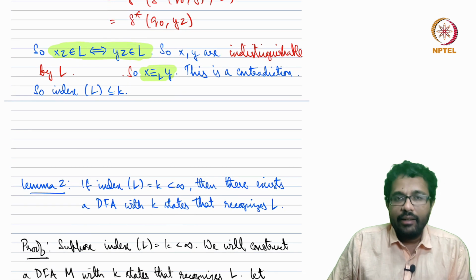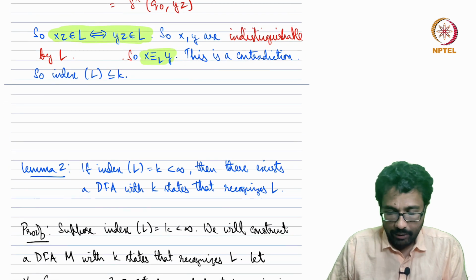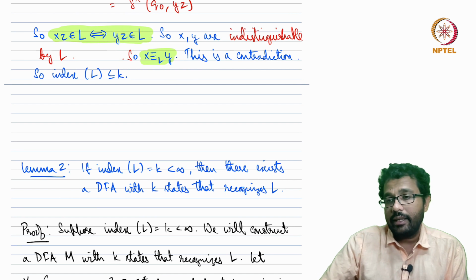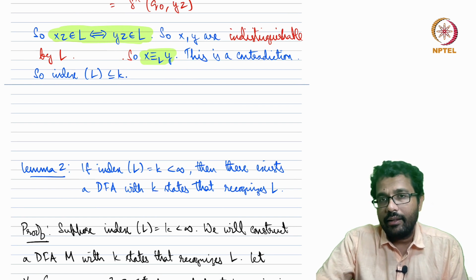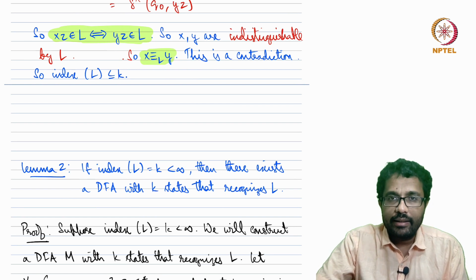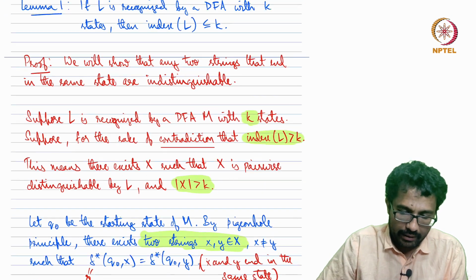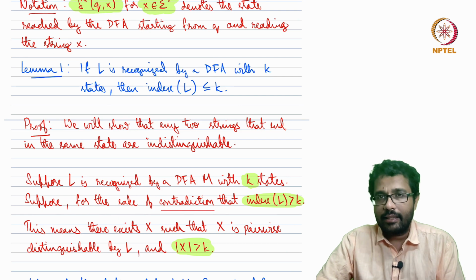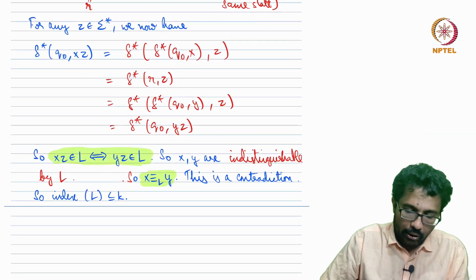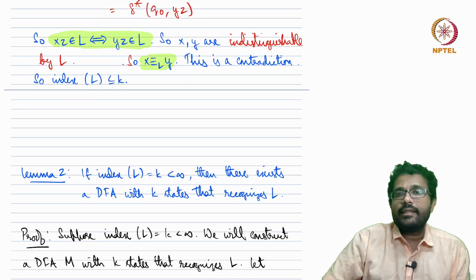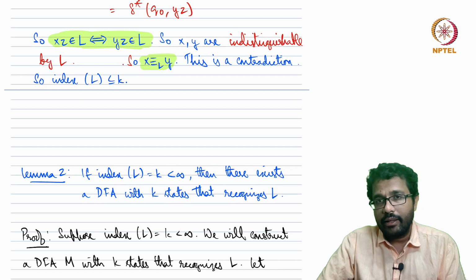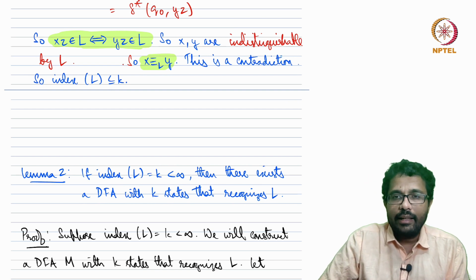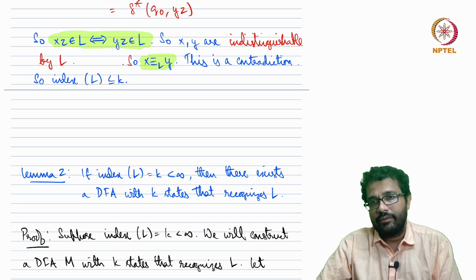So the next lemma that we have to show is lemma 2, which is the opposite. In lemma 1 we showed that if there is a DFA that recognizes L with K states, then the index is at most K. In lemma 2 we say the opposite. If the index is at most K, or the index is equal to K, then there is a DFA with K states that recognizes L. Right.